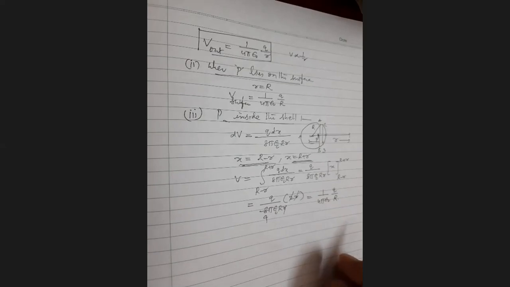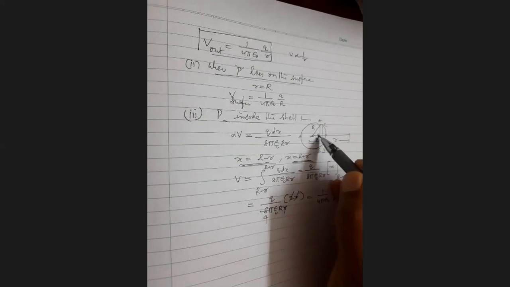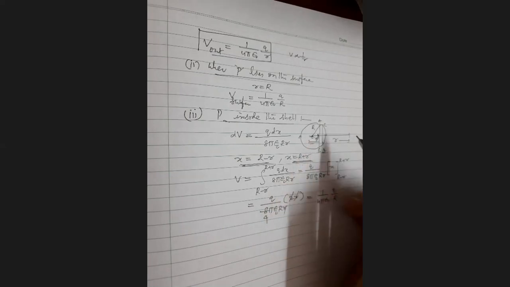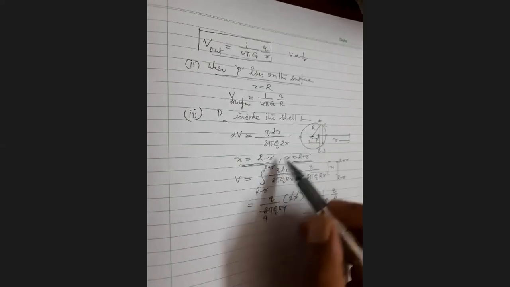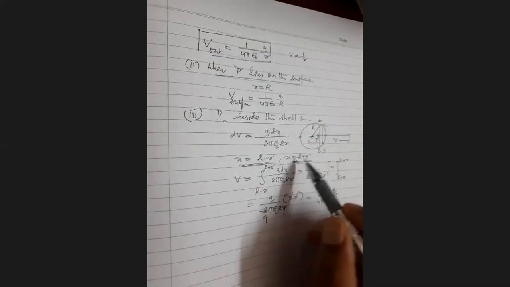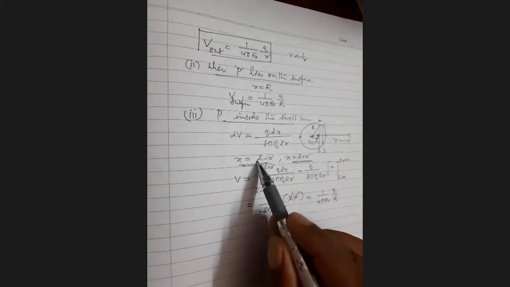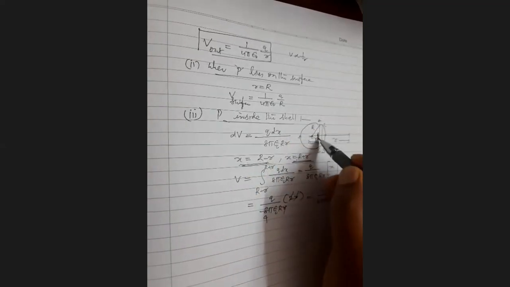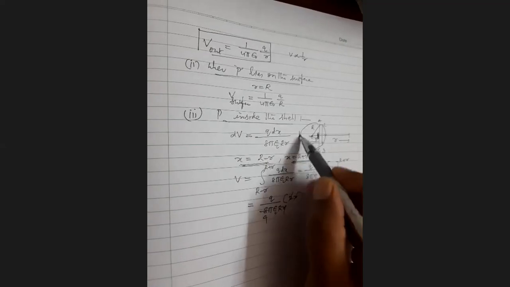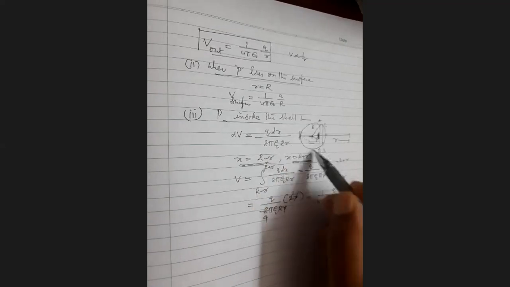Let me repeat here. To find the potential at an inside point, at a distance r from the center, we simply change the limits: x equals R minus r to x equals R plus r. Capital R minus small r will be this limit, and capital R plus small r will be this limit. In between these two limits, we are integrating. Finally, we got 1 by 4 pi epsilon naught Q by R.